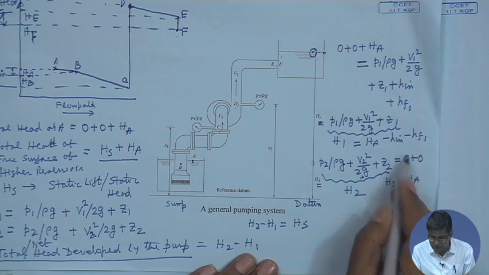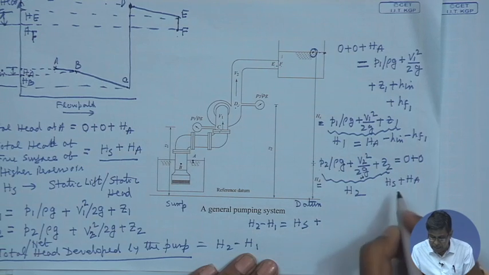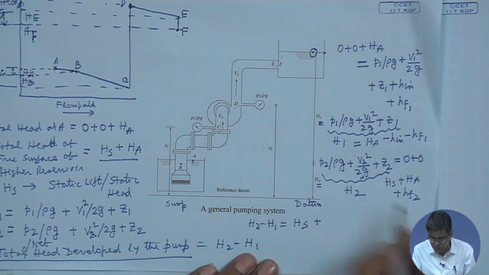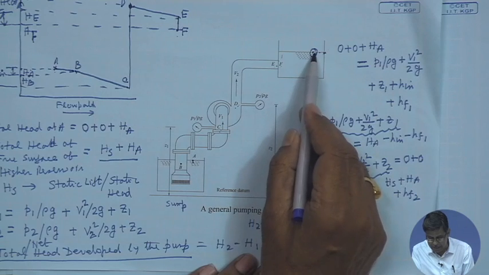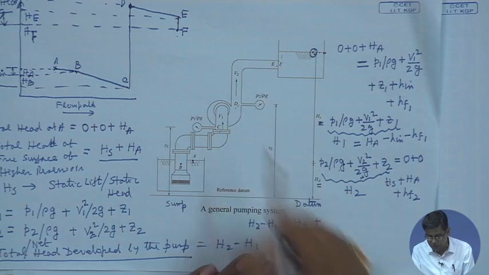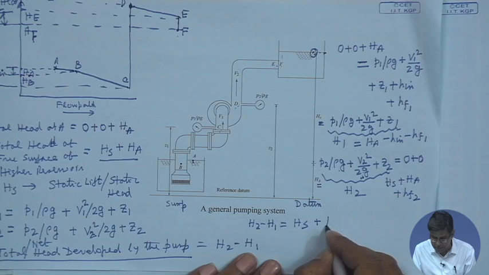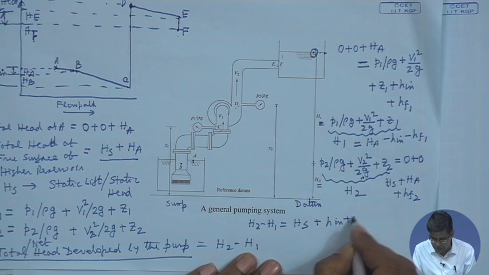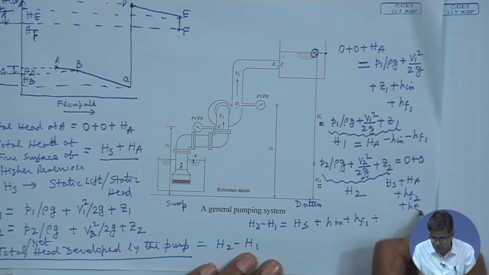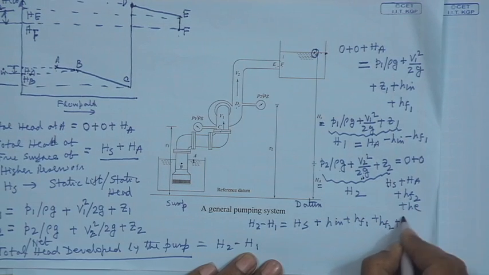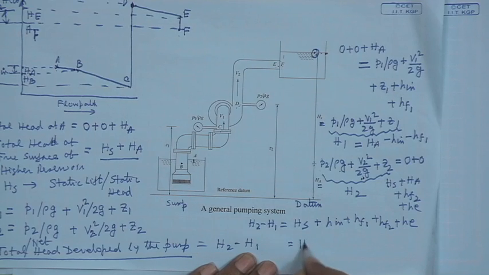Now, Ha will cancel, plus here of course, I have done a mistake, the head loss in the pipeline Hf2 has to be written, Bernoulli's equation 0 plus 0, Hs plus Ha, that means this is the total head plus the head loss due to friction in this pipe. So, Hs plus H in plus Hf1 plus He also loss Hf2 plus He. That means Hs plus sum of all the losses.